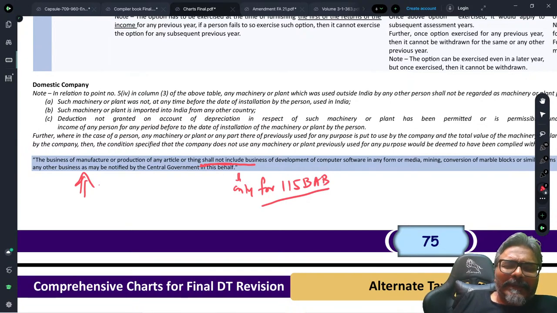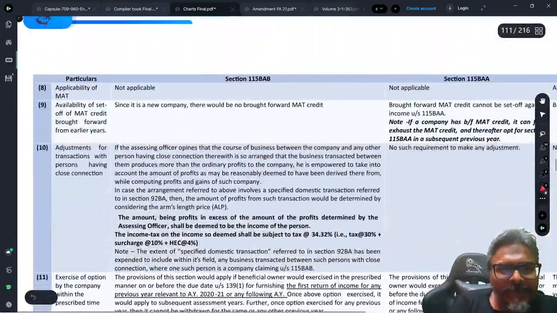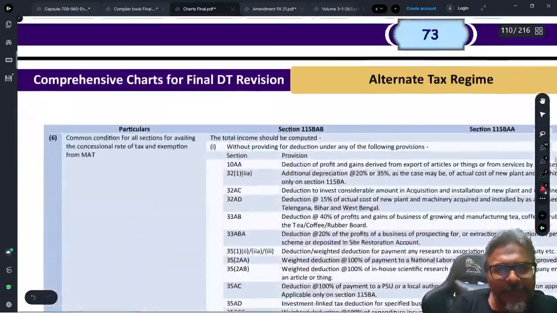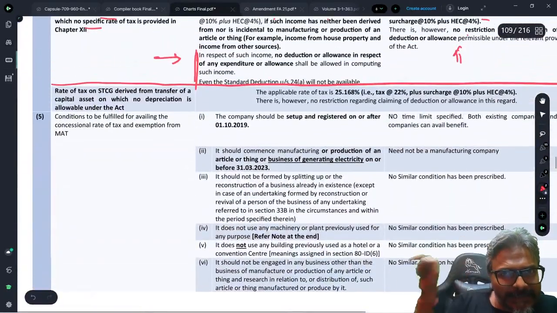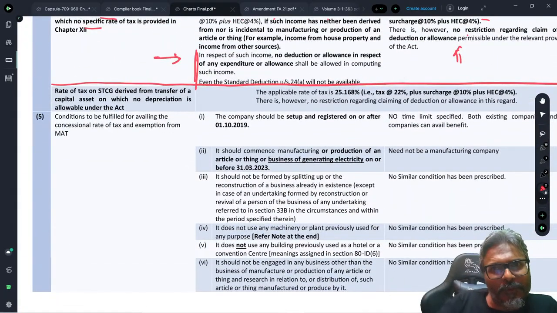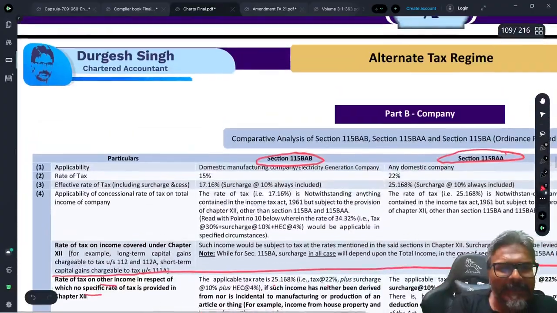In the new plant and machinery, students, will it be eligible for additional depreciation under section 32(1)(iia)? Why not? The answer is yes, it will be eligible for additional depreciation under section 32(1)(iia). The additional depreciation is available in this regard, because this exclusion of manufacturing is only for the purpose of 115BAB.